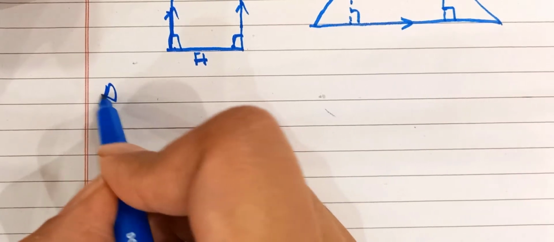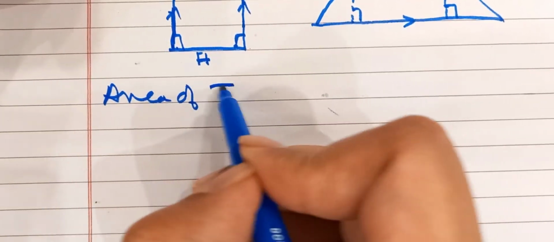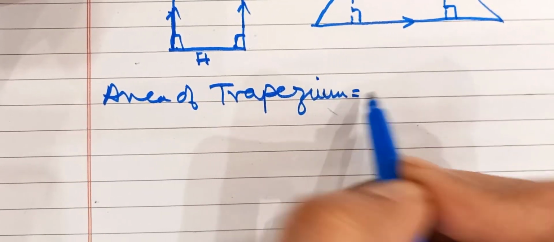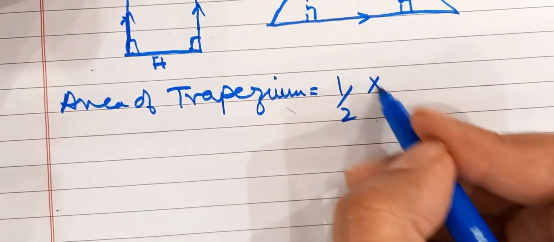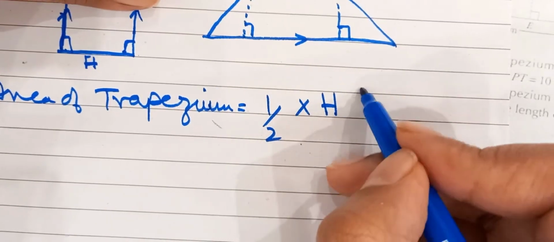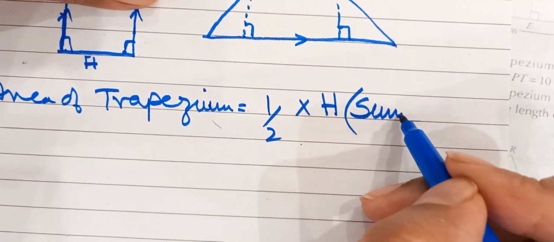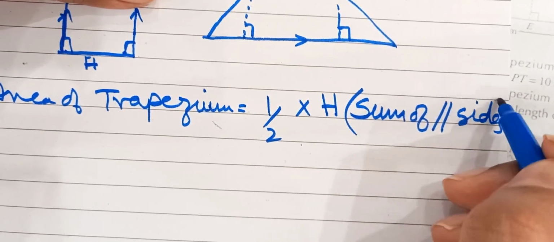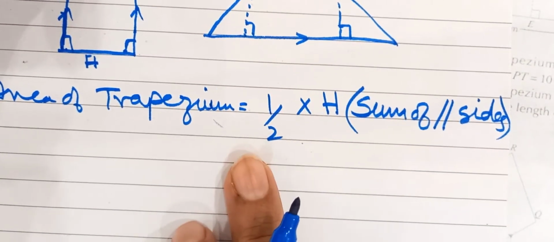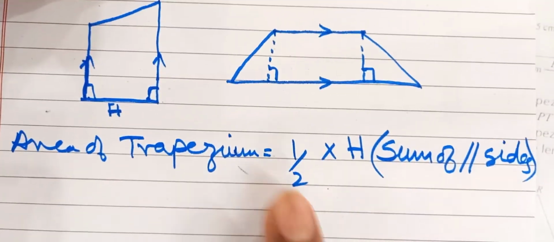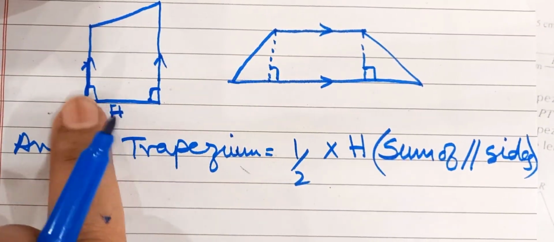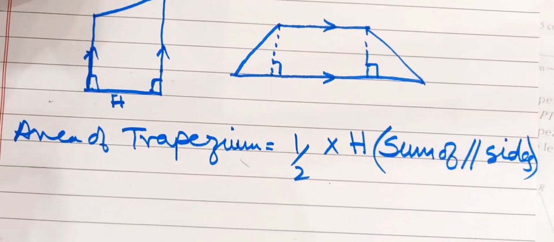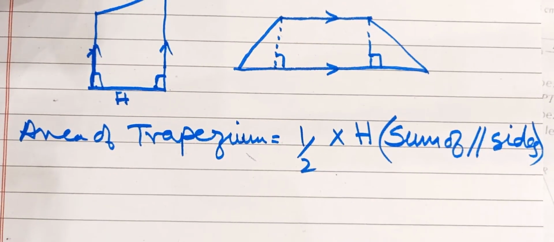So area of a trapezium is equal to 1 by 2 into height into sum of parallel sides. This is the formula for finding the area of a trapezium. So these are the parallel sides, this is the height. Here these are the parallel sides and we have to identify the height in these questions.